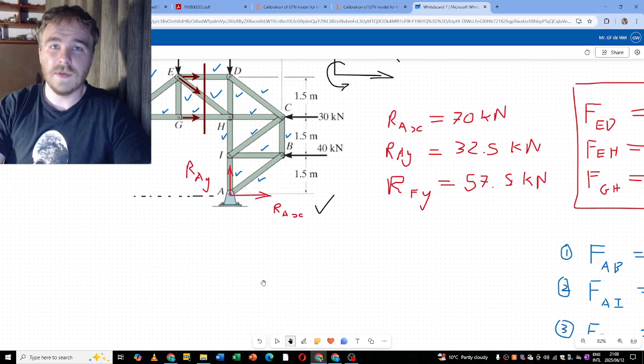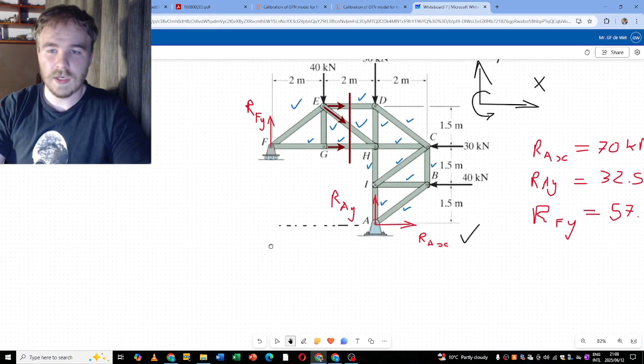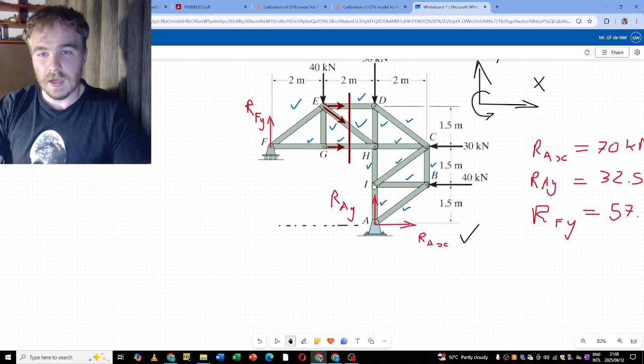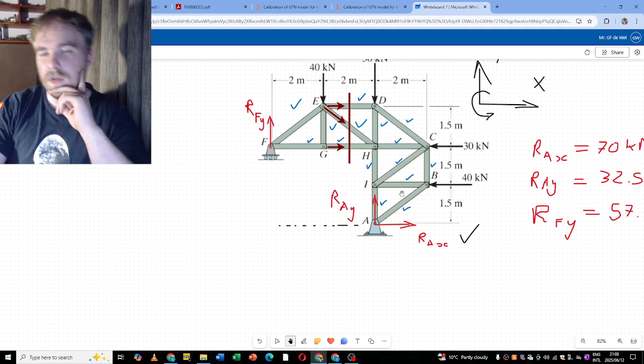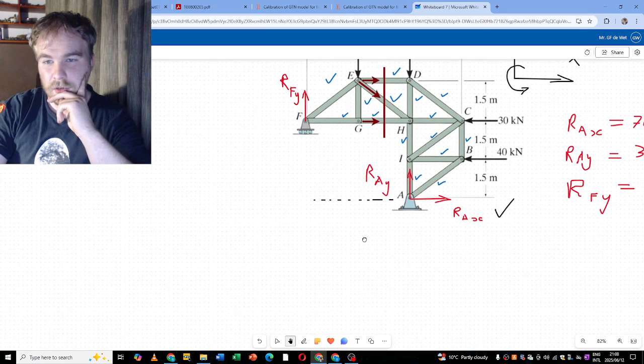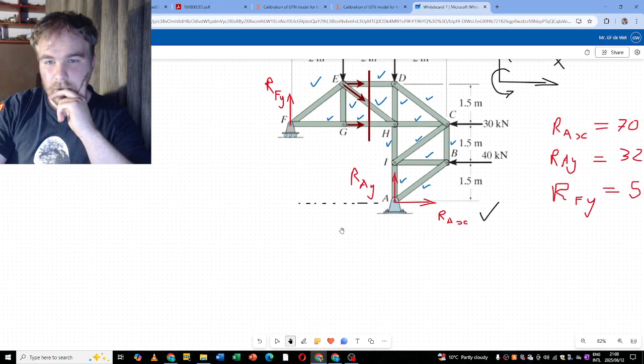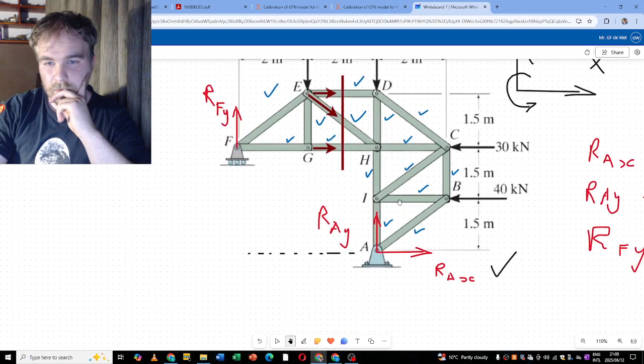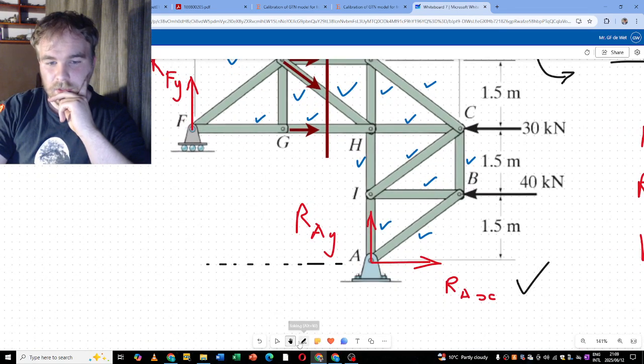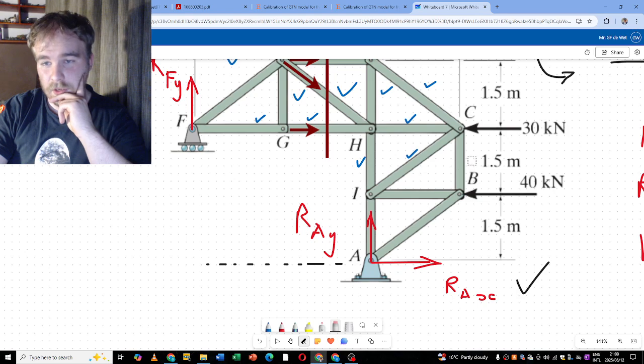Now, next thing we need to do is start setting up free body diagrams. I essentially want to set up a free body diagram for each point, but I don't necessarily have to do that. I'm just going to set up enough free body diagrams for each of these points so I can get every single equation, but no more than that.